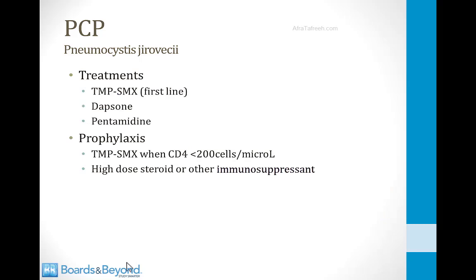The first-line therapy for PCP pneumonia is trimethoprim-sulfamethoxazole, or TMP-SMX. It goes by the name Bactrim. There are also some second-line agents that are sometimes used, like dapsone and pentamidine. And we do often prophylax people so that they won't develop PCP pneumonia. Bactrim is given to HIV patients when their CD4 count falls below 200. And Bactrim is also sometimes given to patients who are on high-dose steroids or other immunosuppressive agents so that they won't develop a PCP infection.